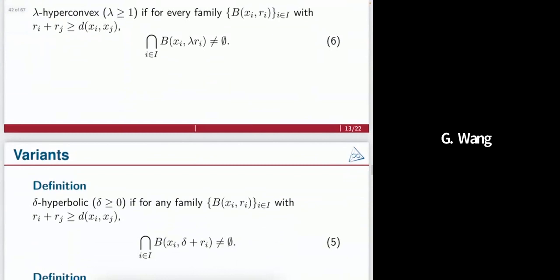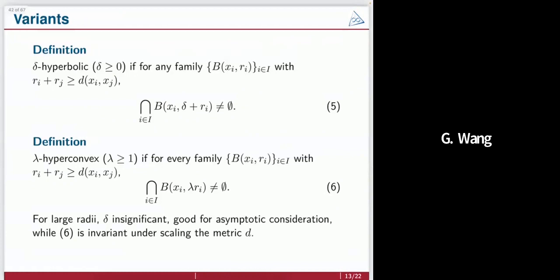Both are important. For large radii, if you look at asymptotic properties, then of course delta becomes insignificant. And so if you want to look at the asymptotics of a space, then being delta hyperbolic for some positive delta is essentially as good as being hyperconvex. The advantage of lambda hyperconvexity is that, of course, this relation is invariant under scaling the metric D.